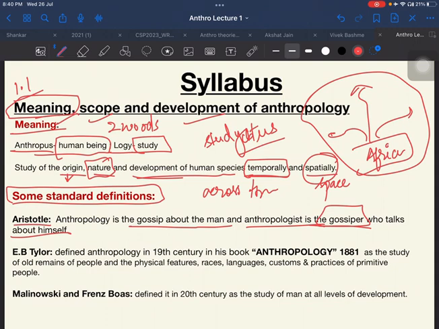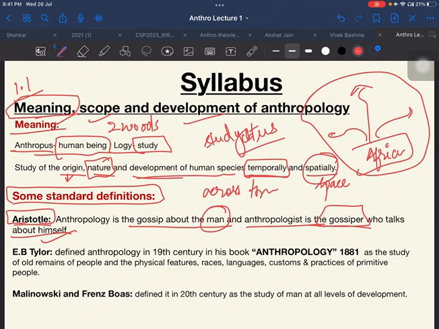It means he is the one who talks about man. And obviously, as the anthropologist is himself a man, he is talking about himself. That's what Aristotle says. This is quite a sarcastic kind of definition, where anthropology as a subject has been taunted for being over-obsessive with a particular species.